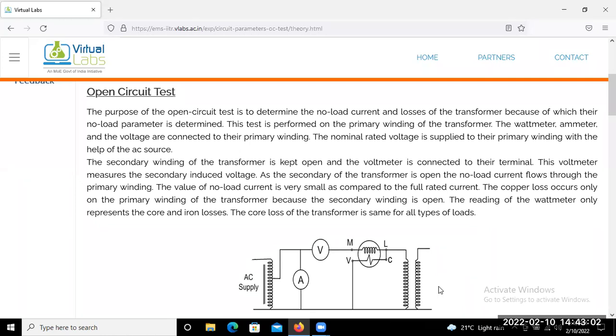So you may find out what voltage is required for the short circuit current. If the voltage rating of the HV side is 11 kilovolt, what is the voltage required for the rated current to flow in the winding? What is the voltage required for the 11 kilovolt HV winding?